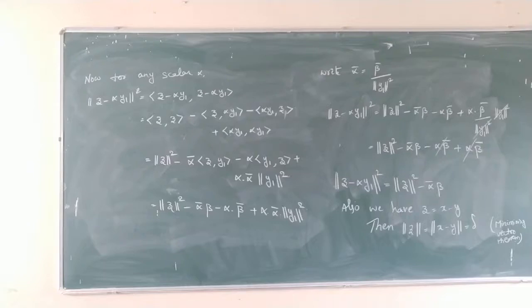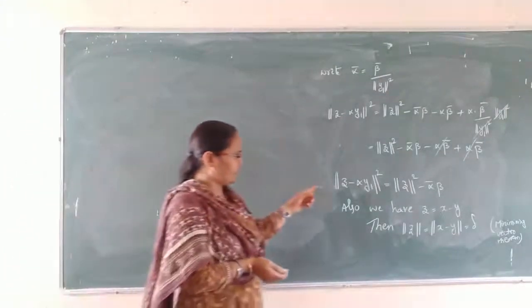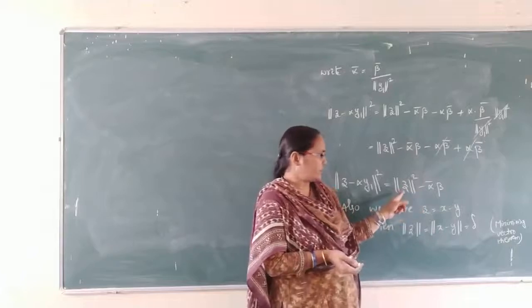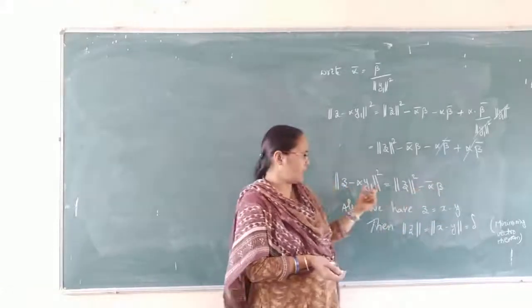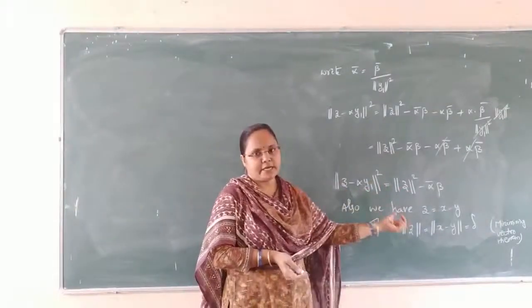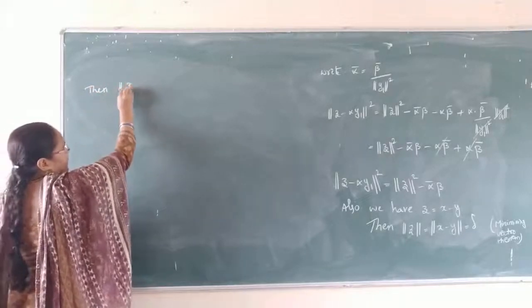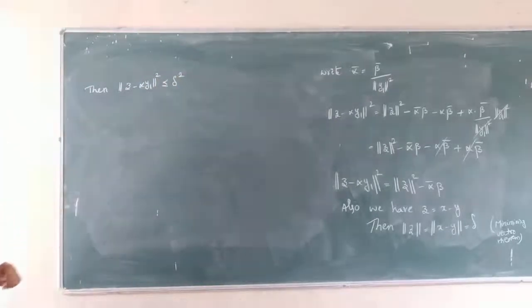Now therefore we have to calculate norm z minus alpha y1 square value. Using this norm z, we have to calculate z minus alpha y1 whole square value. Now if you are observing, norm z value is delta. So if you are substituting here, delta square minus certain value means automatically this value is less than or equal to delta only. So next line is then norm z minus alpha y1 square is less than or equal to delta square.